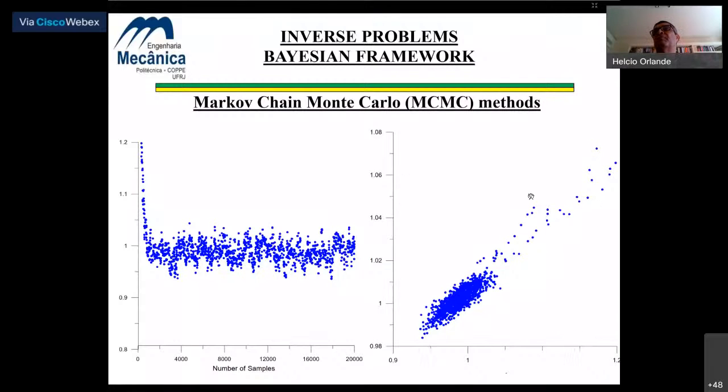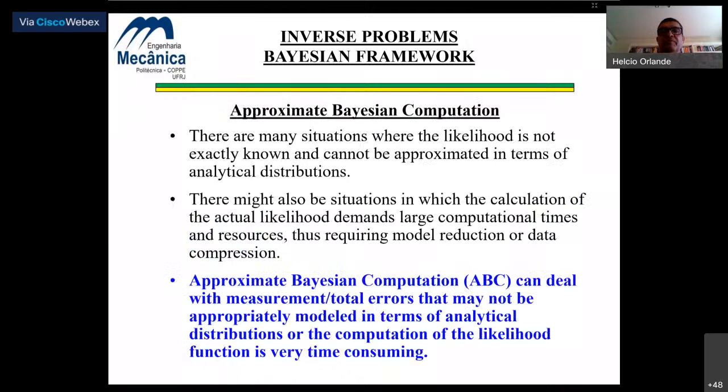On the right, we have a similar example, but now we have two parameters. So after we neglect those samples, we can compute the statistics by using the samples of the equilibrium distribution.